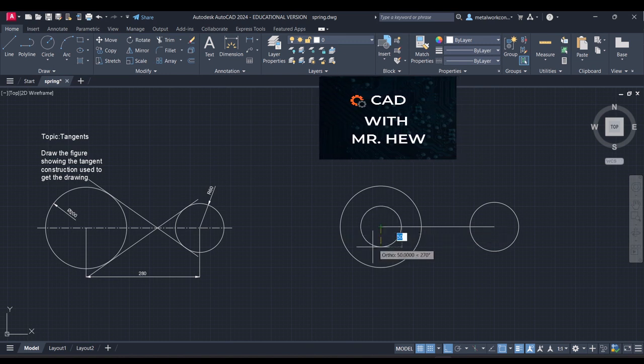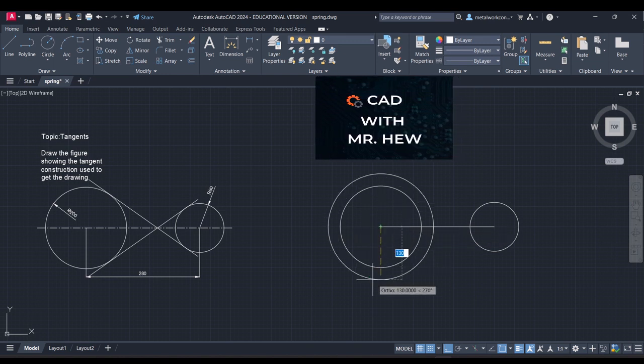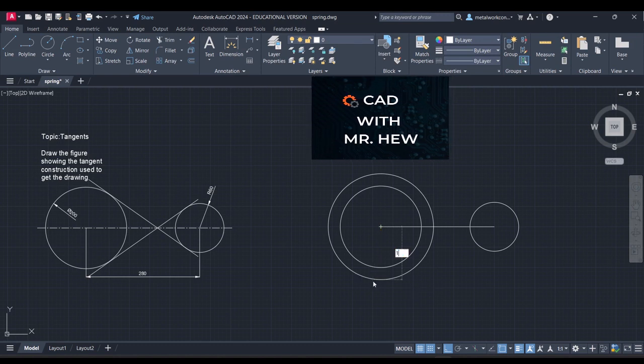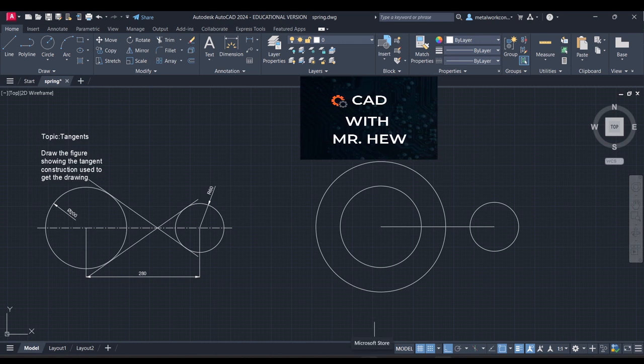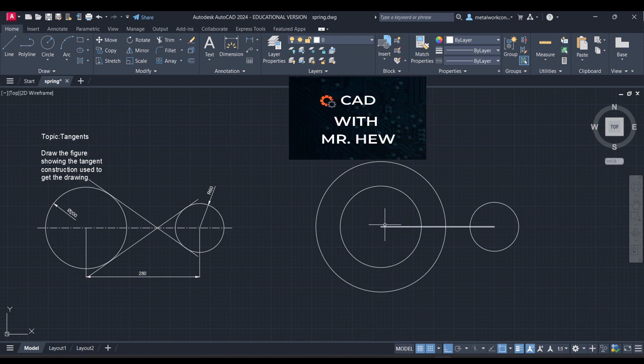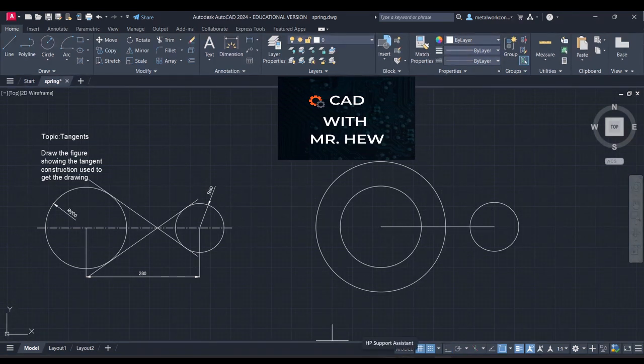All right, so we're gonna draw. So 60 plus 100 is 160, okay? So we're gonna draw a construction circle 160. Good. All right. Now the next step, we're going to bisect the line, the center line. Okay, we're gonna bisect the line. All right, so we're gonna bisect the center line.